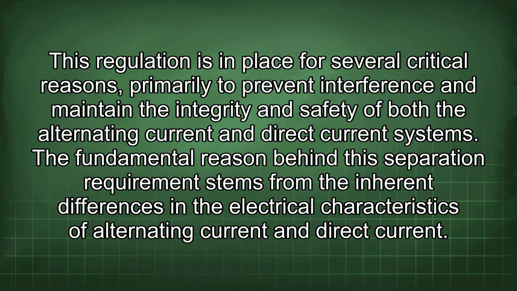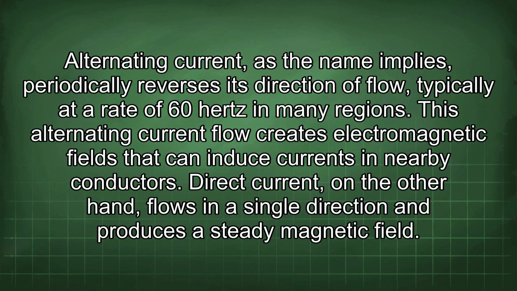The fundamental reason behind this separation requirement stems from the inherent differences in the electrical characteristics of alternating current and direct current. Alternating current, as the name implies, periodically reverses its direction of flow, typically at a rate of 60 Hz in many regions. This alternating current flow creates electromagnetic fields that can induce currents in nearby conductors. Direct current, on the other hand, flows in a single direction and produces a steady magnetic field.